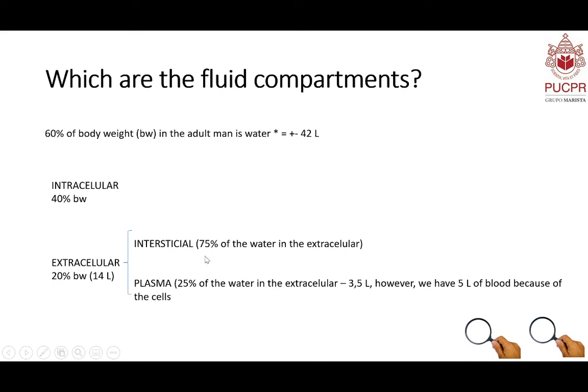Around 70% or 75% of the water within the extracellular space is within the interstitial space, and around 25% is within the plasma. So if you're thinking about a 70 kilogram man with 42 liters of water, 14 liters is within the extracellular space, and only 3.5 liters is within the blood. However, we have 5 liters of blood because in the blood, of course, you also have the cells. So the total blood is around 5 liters in this man.